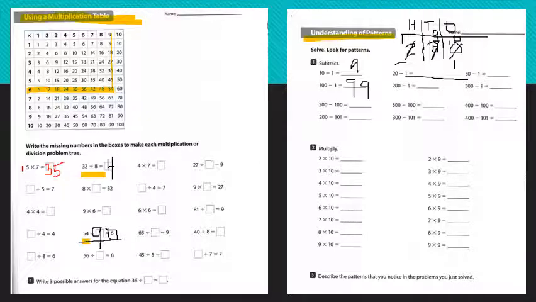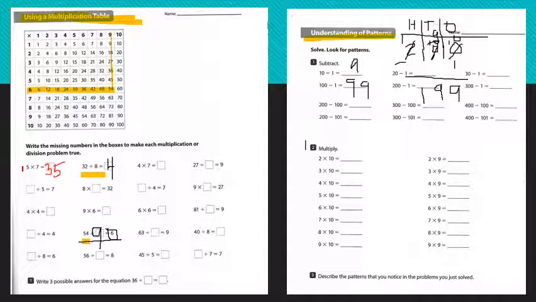10 minus 1 is 9. 9 minus nothing is 9. And 1 minus nothing is 1. So 200 minus 1 is 199. You can also just count backwards one time.